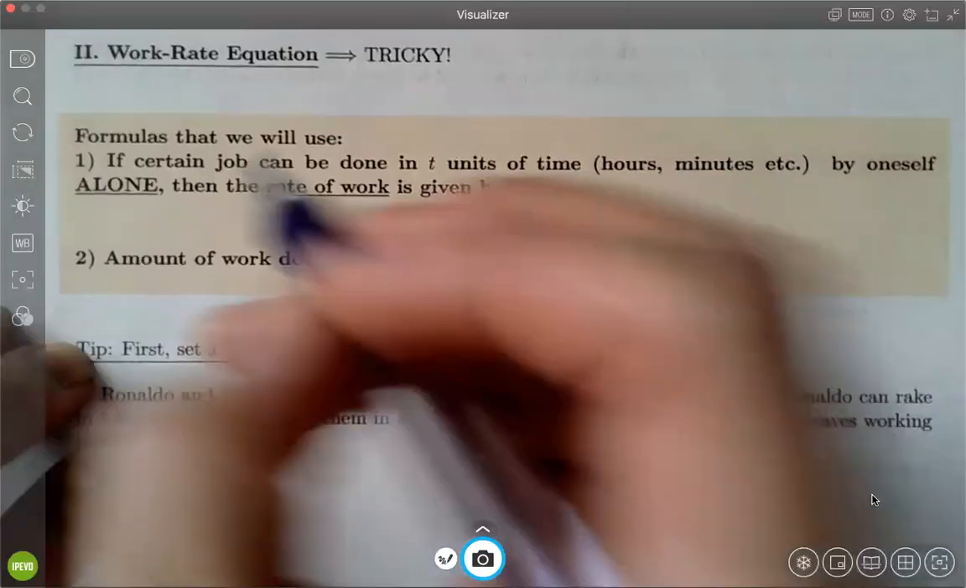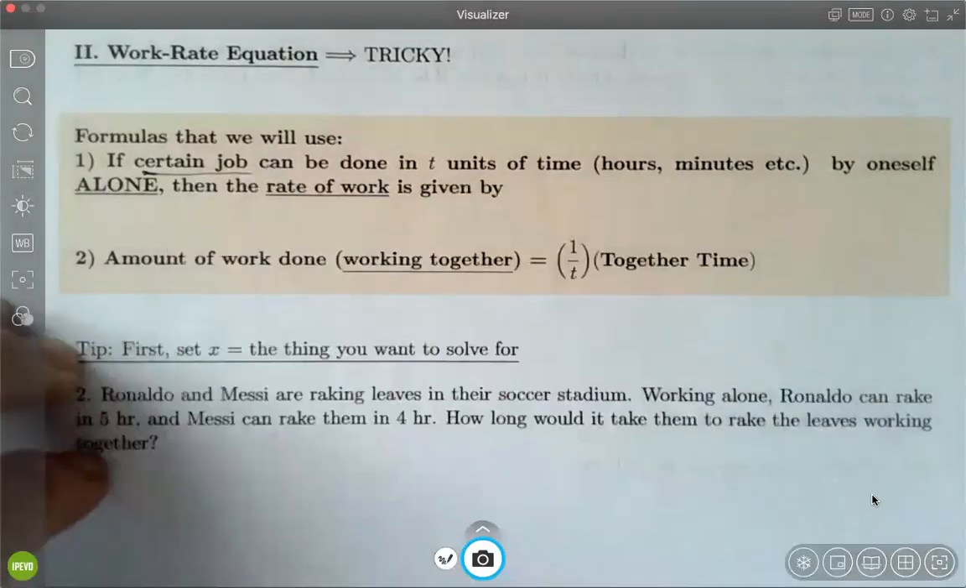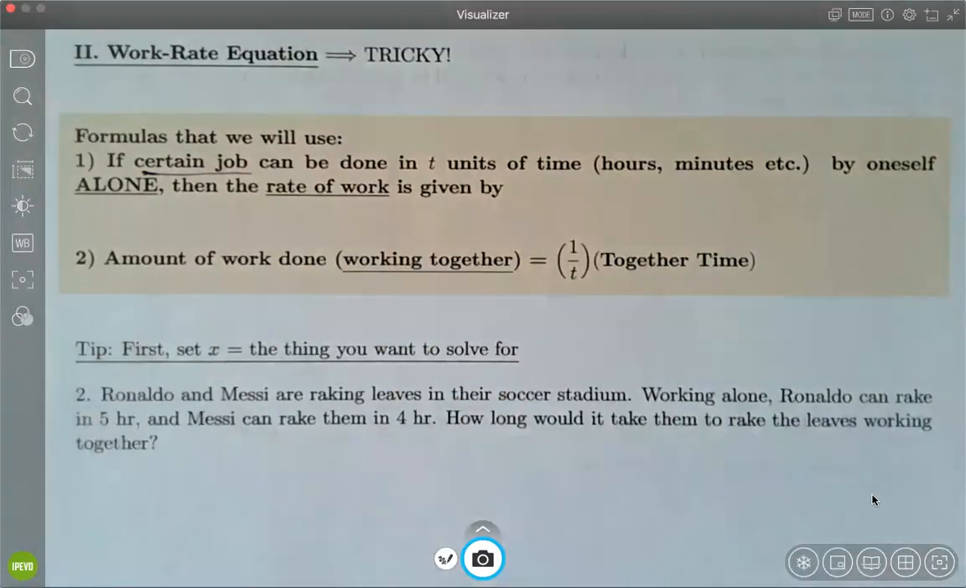So suppose there is a job, okay? Now here, the job does not mean like teacher or like plumber or like maintenance. Like that's not kind of job that I'm talking about. Here, the job means more like a task, okay? Like cleaning or painting, things like that.